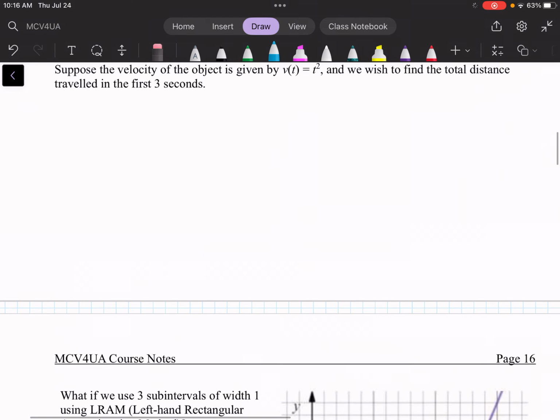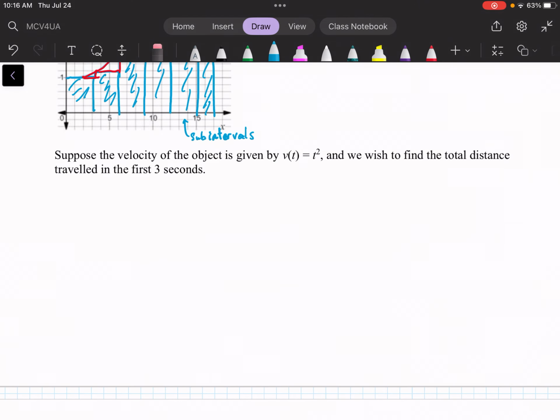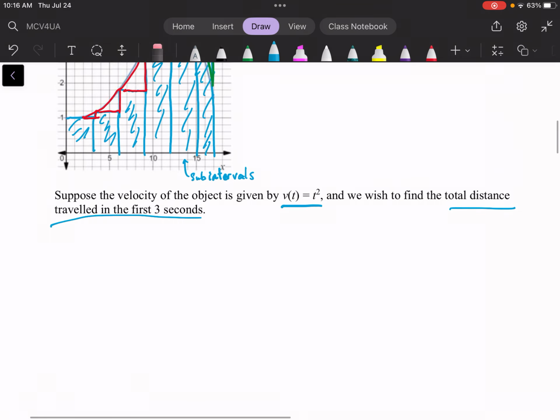Now we're going to suppose the velocity of an object is given by the function v of t equals t squared. T squared is a pretty easy function that we can use, and what we wish to do is find the total distance traveled within the first 3 seconds. I'm going to show you different methods that are covered with these types of functions.